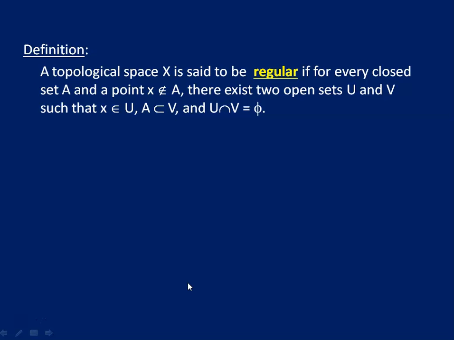So here is the definition of regularity. A topological space X is said to be regular if for every closed set A and a point x outside A, there exist two open sets U and V, where U contains x and V contains A, and these two open sets U and V are disjoint. If for every closed set A and a point outside it, there exist two disjoint open sets U and V which separate the point from that closed set, then only we say that the space is a regular space.